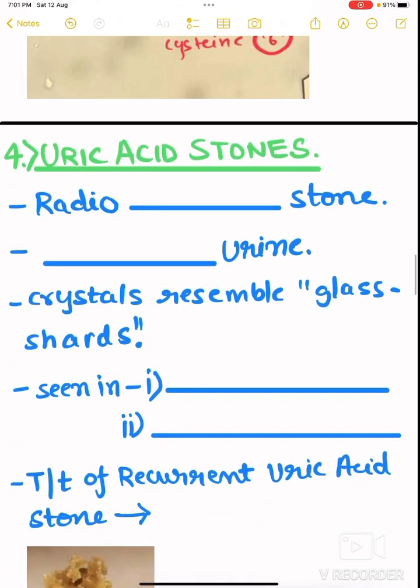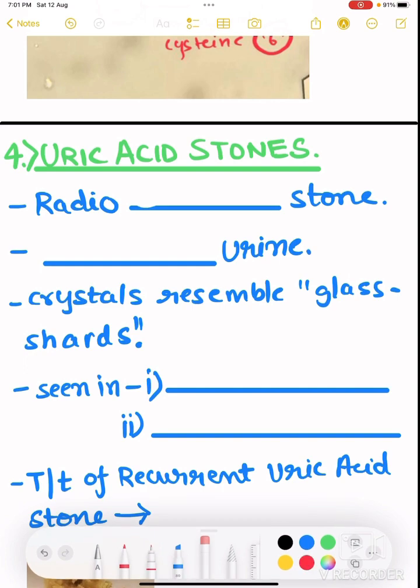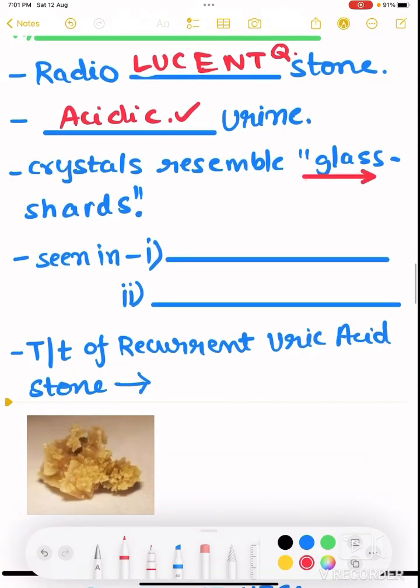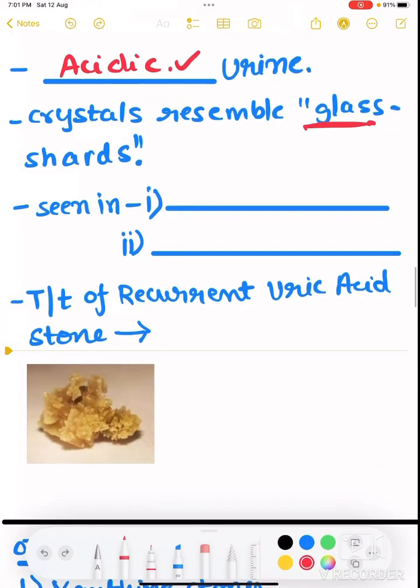Next, coming to uric acid stone. Now this is the first place where you will see radiolucent stones. Means you won't be able to see it in X-ray. And already told, everyone is acidic except struvite. Struvite is alkaline. So again, uric acid stone will be acidic. Crystals resemble glass shards, like broken glass.